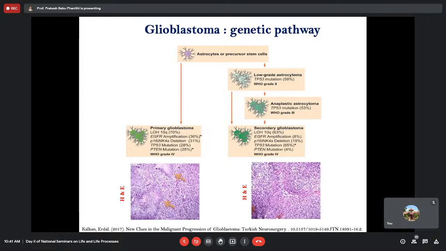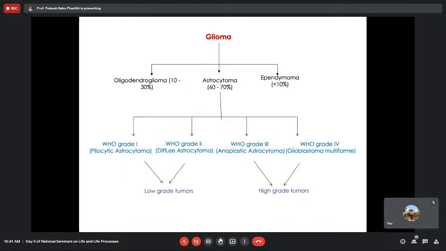Here it is shown how the pathway works. From the astrocyte precursor stem cells, it goes to the low grade astrocytoma, which the World Health Organization has given grade 2. Then it is followed by the anaplastic astrocytoma, grade 3, and then it goes to the secondary glioblastoma, or grade 4. Whereas in the left side panel, it goes directly from grade 1 to grade 4. These are the genes indicated, which are elevated in the final 4th stage of glioblastoma multiforme. Now, this is how we can categorize glioma. There are also some oligodendrogliomas.